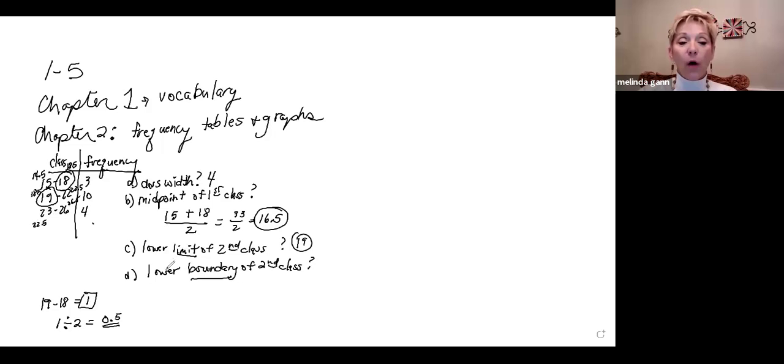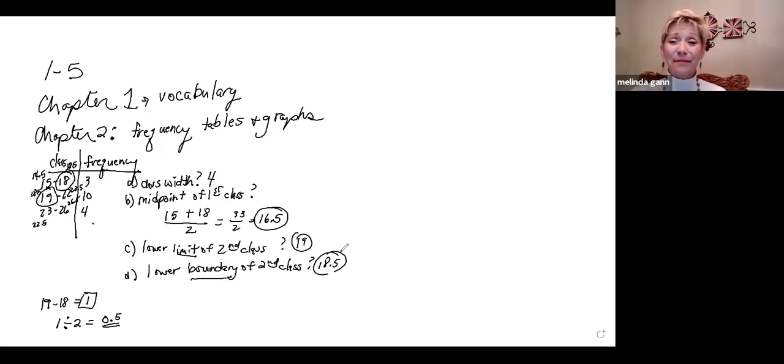So lower means smaller. So what's the smaller boundary of the second class? Well, here's my second class. The upper boundary is 22.5, but I asked for the lower boundary. So that answer would be 18.5. So if you need to go back and review how you get boundaries, then you need to do that.